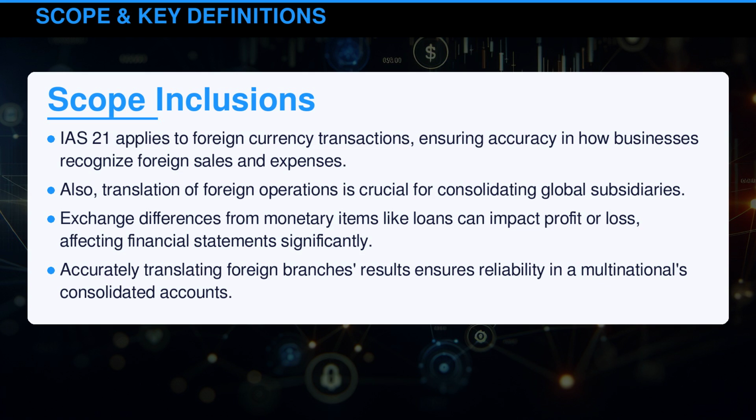IAS 21 applies to foreign currency transactions, ensuring accuracy in how businesses recognize foreign sales and expenses. Also, translation of foreign operations is crucial for consolidating global subsidiaries. Exchange differences from monetary items like loans can impact profit or loss, affecting financial statements significantly. Accurately translating foreign branches' results ensures reliability in a multinational's consolidated accounts.